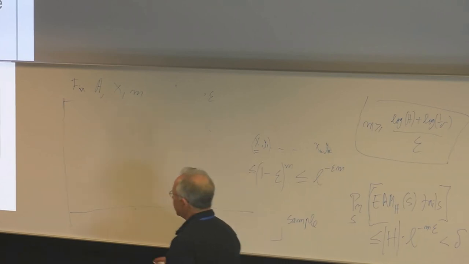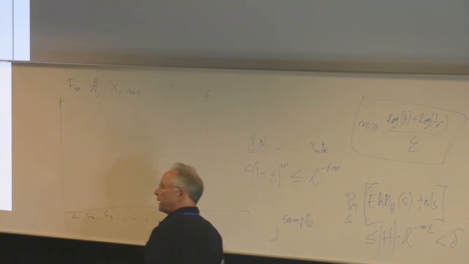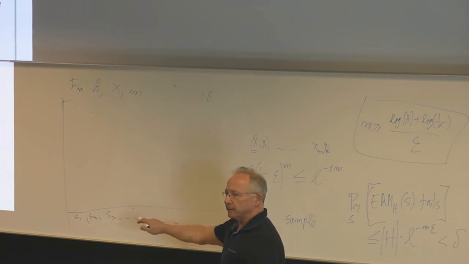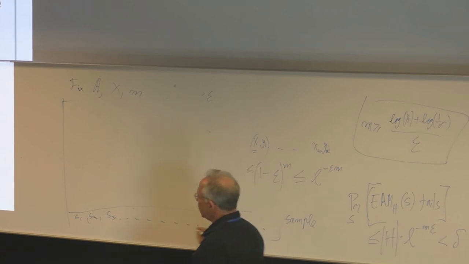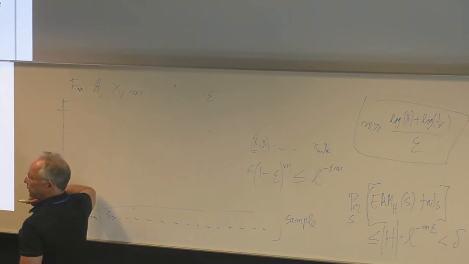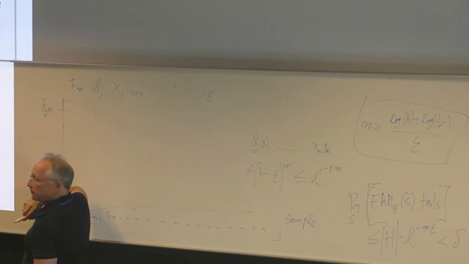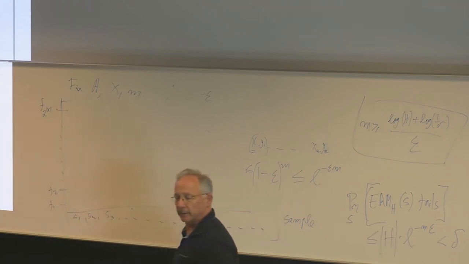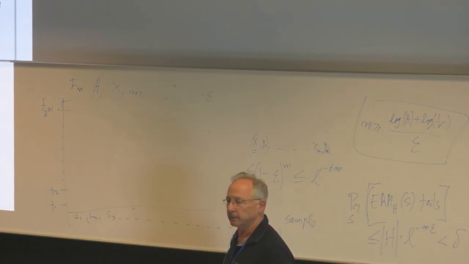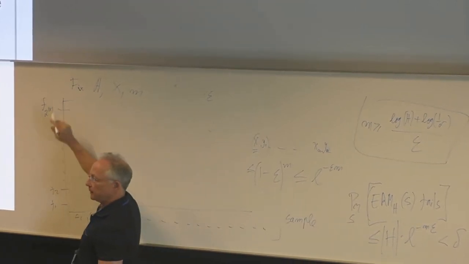Now I'm going to draw a very big matrix. Here I'm going to have all possible samples. So here I have S1, S2, S3, all possible samples of size M. And here I'm going to have every possible labeling rule. So I'm going to have F1, F2, every possible labeling rule, up to F 2 to the size of X, all the possible labelings. So now I have this big matrix, all possible samples and all possible labelings.